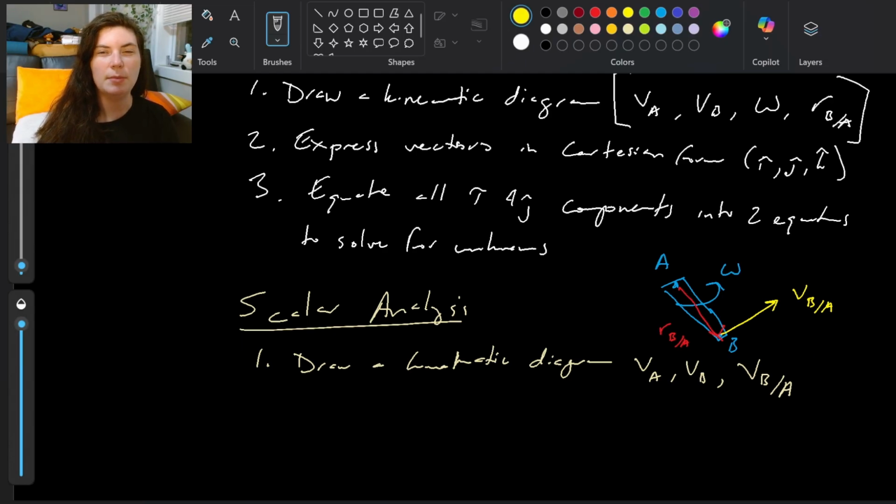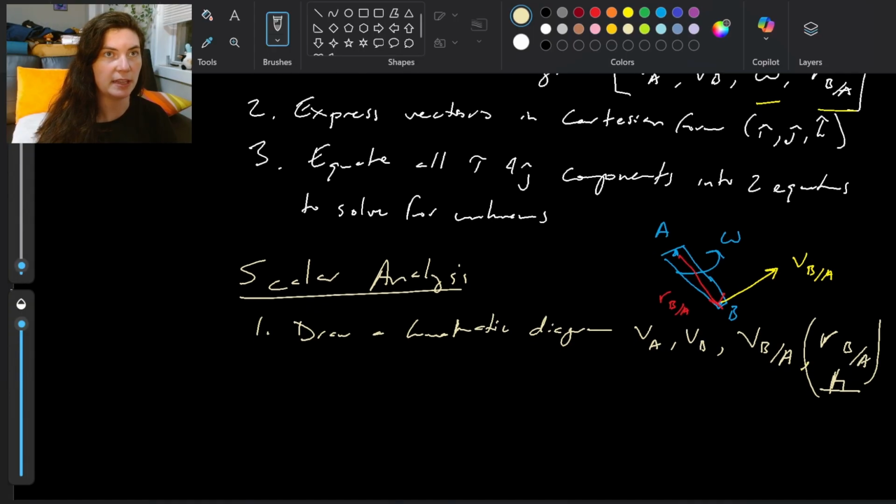So we have to draw this kinematic diagram just a little bit differently. We didn't have to account for this B with respect to A because we had split it up into omega and RB with respect to A. But for scalar analysis, we absolutely need this. We need the direction of this VB with respect to A, and that is given by our position vector of B with respect to A because it's perpendicular to that. Right, so RB with respect to A, you go perpendicular from that, that's how you get the direction of vector B with respect to A.